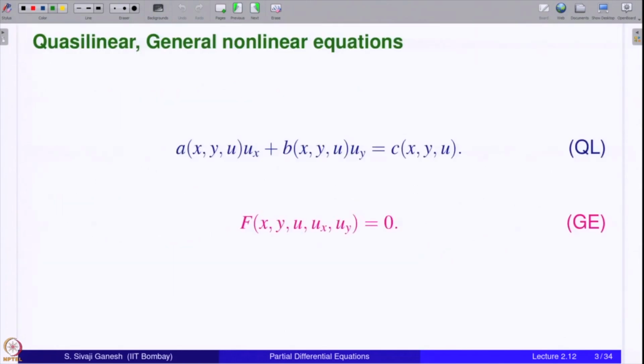So, this is just to make you recall the notation. QL stands for quasi-linear equations, a u_x plus b u_y equal to c. GE we call general nonlinear equations, sometimes people call them fully nonlinear equations. It is f of x, y, u, u_x, u_y equal to 0.